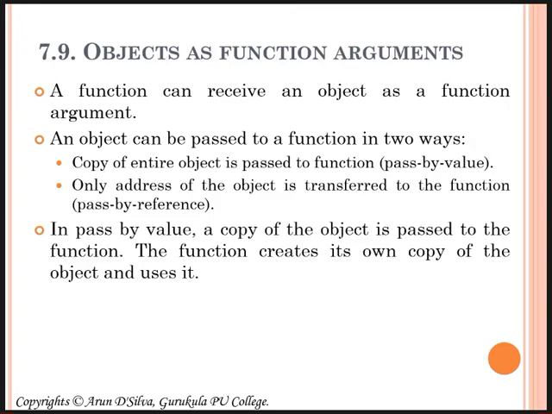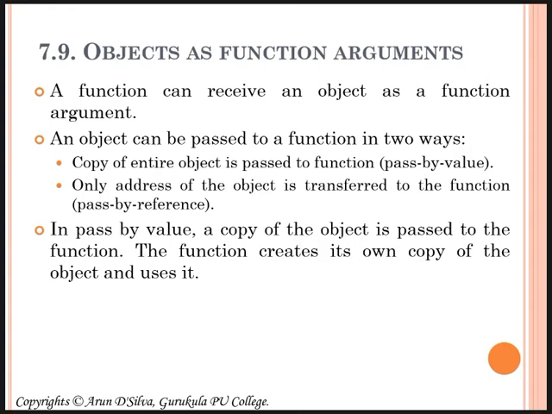In pass by value, a copy of the object is passed to the function. The function creates its own copy of the object and uses it. Therefore, the changes made to the object inside the function do not affect the original object. Here only a duplicate copy will be sent. The original place will take a photocopy and that will be sent to the function. So that's the reason it will not affect the original value. It will not affect anything.